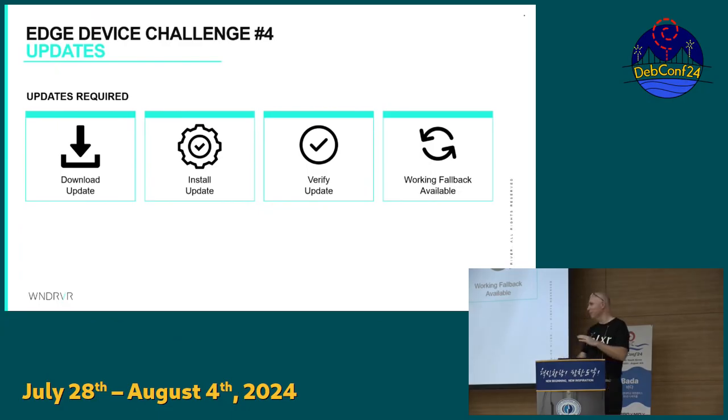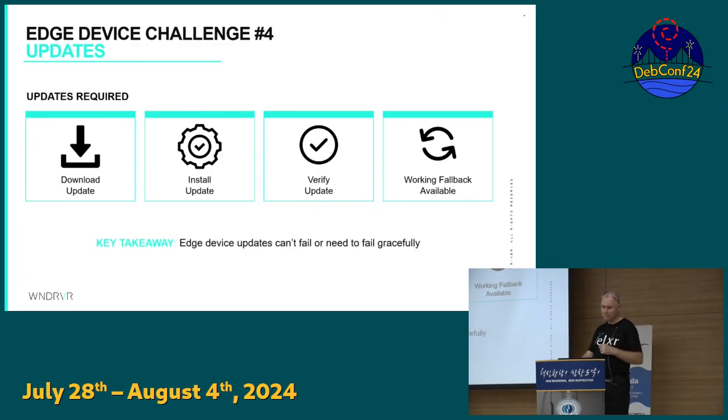The other thing around updates too with edge devices is they typically have A/B schemes, so they'll have a safe fallback that you can go to. So again, in the end, the key takeaway being that if you do fail, you have to be able to fail gracefully.